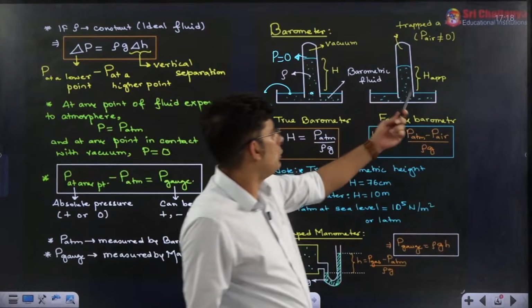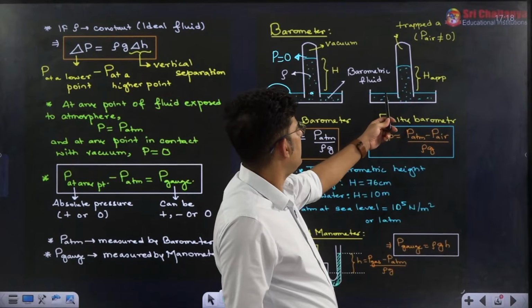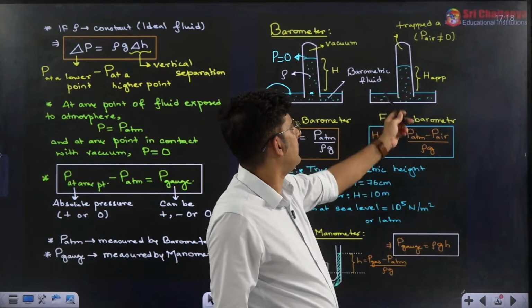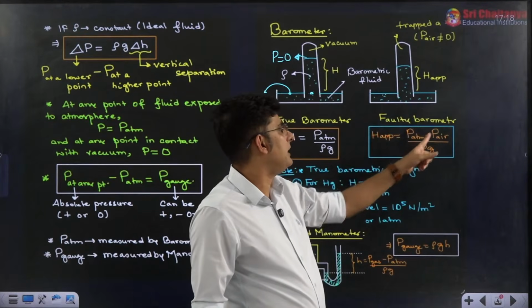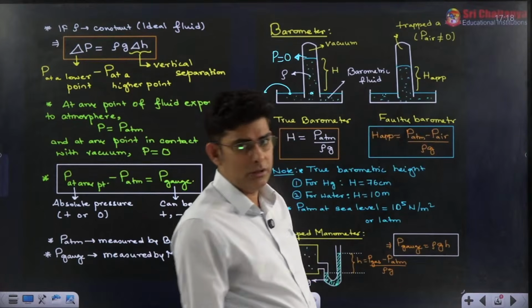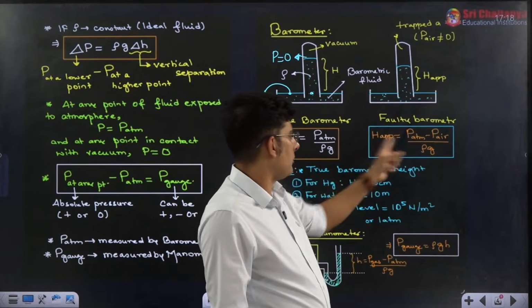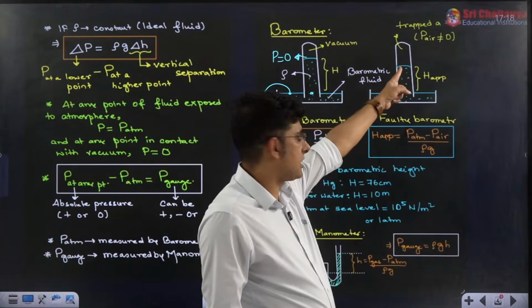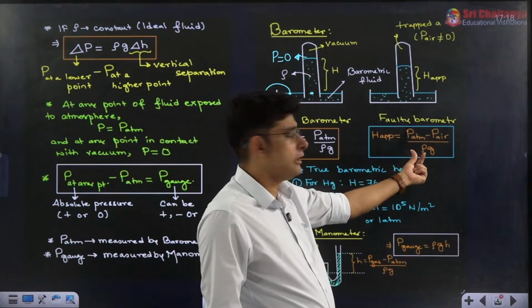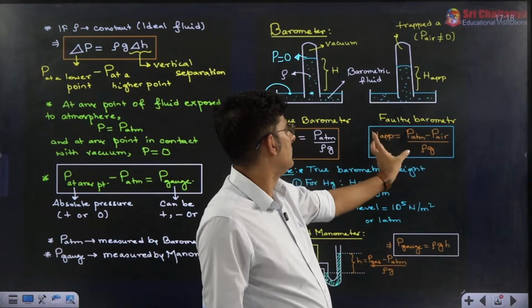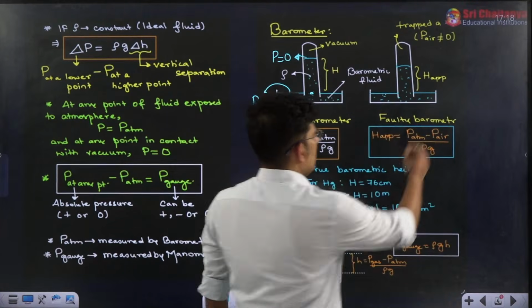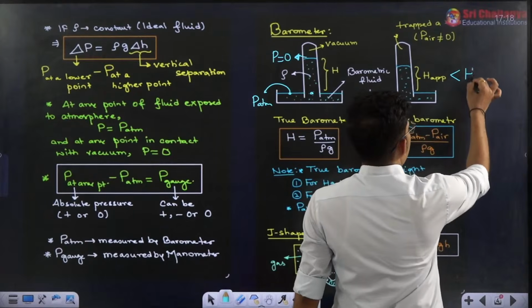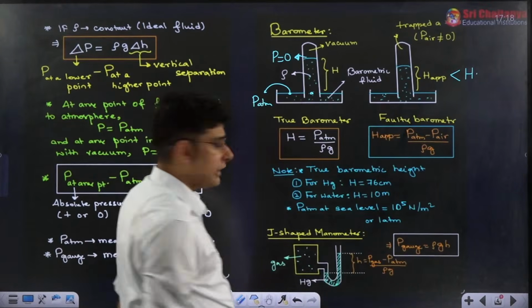So here how to find, again this point is P atm and this side is P air. P atm minus P air equals rho g H apparent. So you get H apparent is (P atm minus P air) by rho g. So true atmospheric pressure minus the pressure of the trapped air, divided by the density of the barometric liquid times g, will give you the H apparent value. So this H apparent, as you can see, is less than the true barometric height H. I hope it is clear.